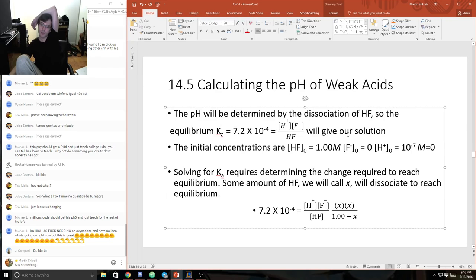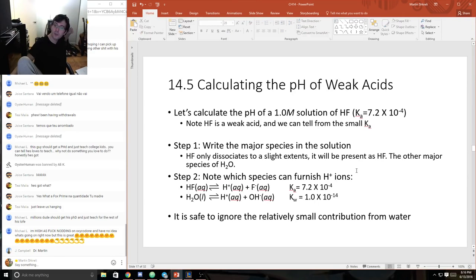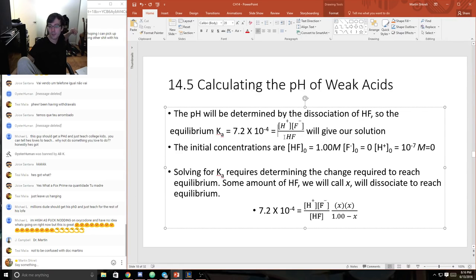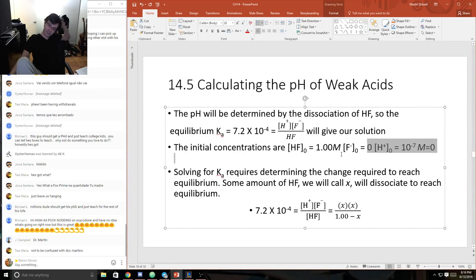The way we do this, as you may know, with equilibrium positions, is with initial concentrations and final concentrations, and we have to calculate all of this out. So what is the initial concentration? They're asking us about a 1 molar solution, so we have 1 mole of hydrofluoric acid, which is down here. And how many fluoride ions do we have at the beginning of the reaction? It's 0. And how many protons do we have at the beginning of the reaction? It's 10 to the negative 7th.